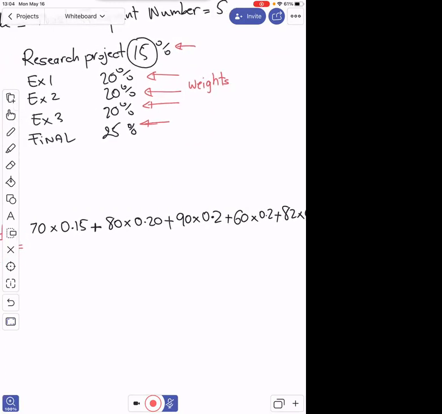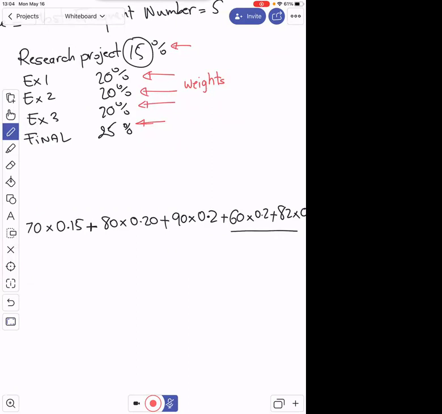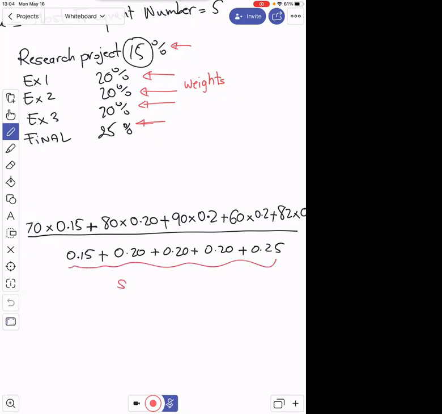Okay. And so this whole thing is divided by the sum of the weights. The weight of the research project is 15%, so that's 0.15. The weight of the first exam is 20%, so plus 0.20, plus 0.20, plus 0.20, and plus 0.25. So in the denominator, we take the sum of the weights. Right?